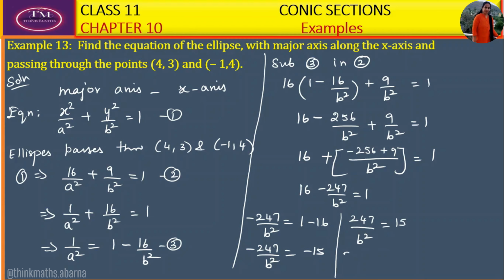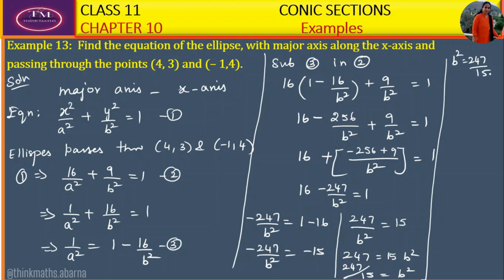Okay. So just to cross multiply, 247 equal to 15b square. That means b square will be equal to 247 divided by 15; the 15 will come to the denominator. So we got b square equal to 247 by 15. So we can substitute that value in the third equation. So substituting in 3, 1 by a square equal to 1 minus 16 divided by 247 by 15.